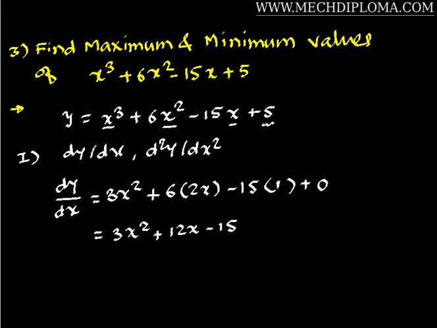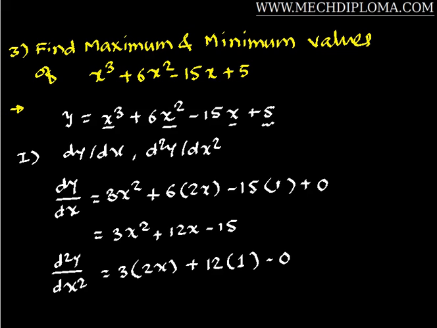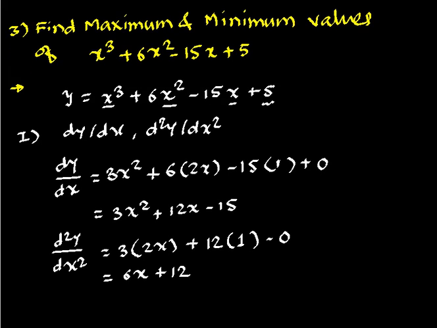Now again differentiate with respect to x, we get d2y by dx square, the second order derivative. Here 3 is constant, derivative of x square is 2x, plus 12 is constant, derivative of x is 1, minus derivative of constant alone is always 0. So it comes out to be 6x plus 12. So we have completed the first step, finding the two derivatives.